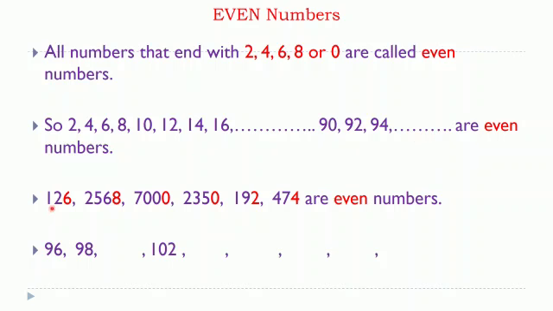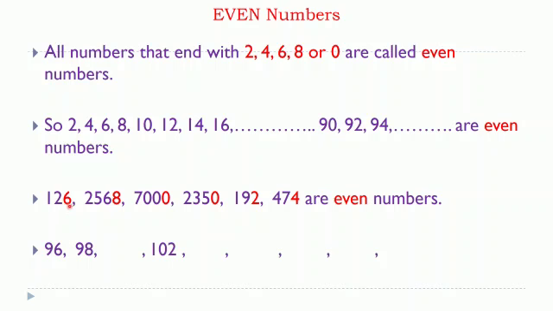So here also some examples are given. See, 126, 2568, 7000, 2350, 192, 474 are all even numbers. How did I say these are even numbers? I don't have to see the whole number. We have to just see the last digit.